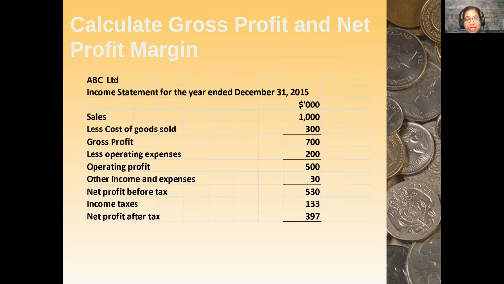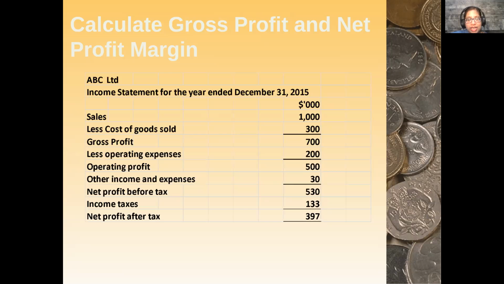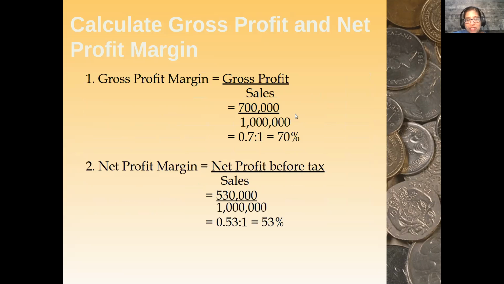All right, so let's look at this example over here. And we want to find your gross profit margin and your net profit margin for ABC Limited. So your gross profit margin again is your gross profit divided by sales. And in this instance, it's 700 divided by 1,000. So 700,000 divided by 1 million. And there you get 0.7 or 70%. All right, and let's go back to your net profit margin, which is your net profit before tax divided by your sales. Okay, so that figure is 530 divided by 1,000, or 530,000 divided by 1 million to give you 53%.